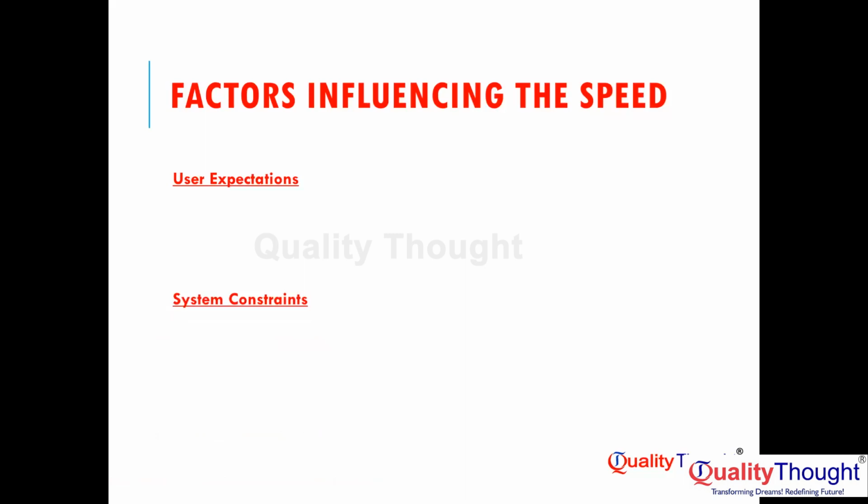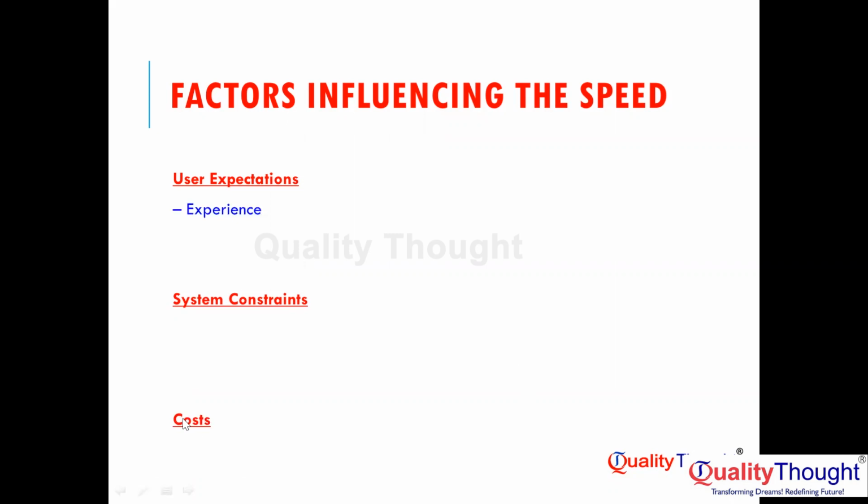Next, system constraints. You are running your server on 2 GB RAM. Will it be really fast? With 24 GB RAM, even though the application is slow, because of the server it will react more quickly, right? So that is like system constraints, hardware or software constraints.